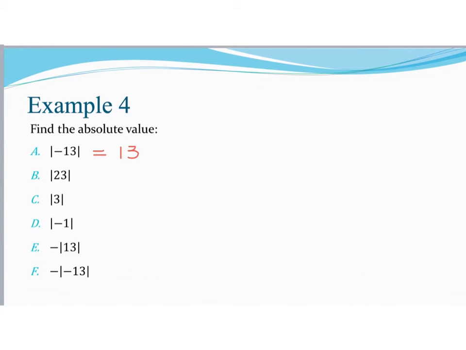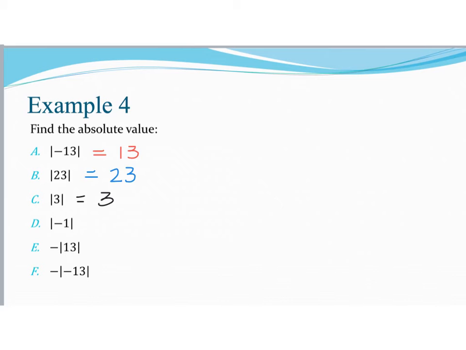Likewise, when I look at the absolute value of 23, in my head I'm thinking, how far away from 0 is 23? That would be 23 units. Part C says the absolute value of 3, so I think to myself, how far away from 0 is 3, and I know that is 3 units.